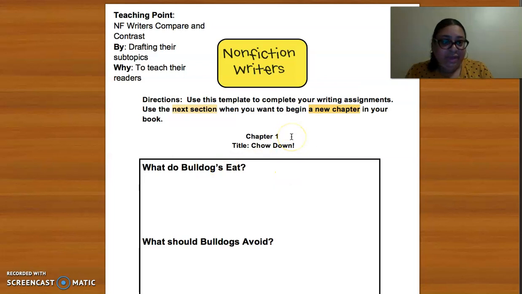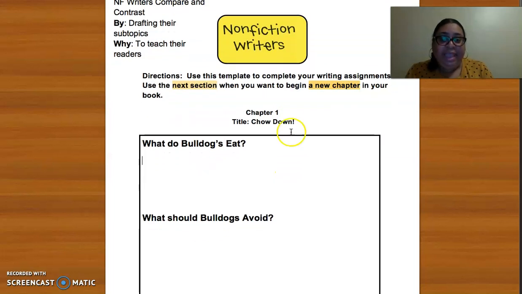So I'm still writing my book about bulldogs, and I'm calling this chapter Chow Down. So you can tell that it's going to be about what bulldogs eat. And yesterday I had mentioned the French bulldog versus the English bulldog. So I'm going to still keep that same idea of comparing and contrasting those two kinds of bulldogs. And the information that I teach about both of them is going to be in my subtopic. So I have to decide, how do I want to teach this?